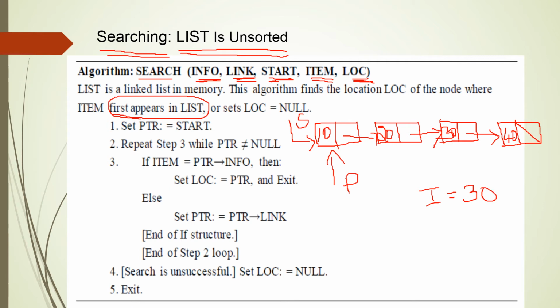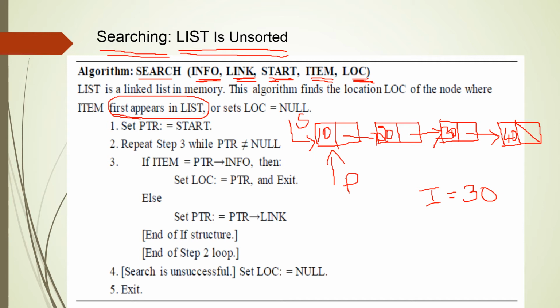I wanted to search an element 30 from the list. So PTR is equal to start means PTR is pointing to the first node. Repeat step 3 while PTR not equal to null. So in our case PTR is not null because it is holding an address of a node which contains an element 10. So it will compare the item with the PTR of info.